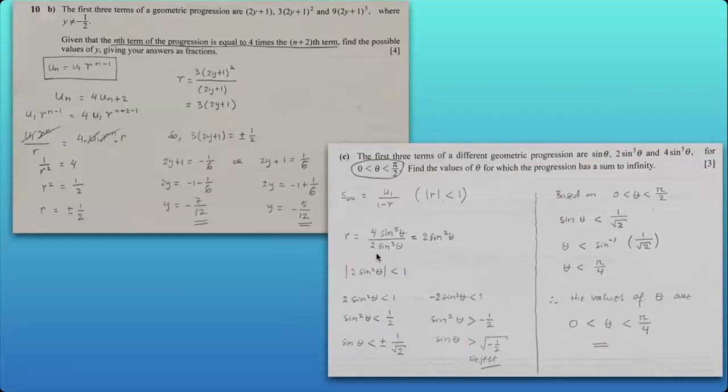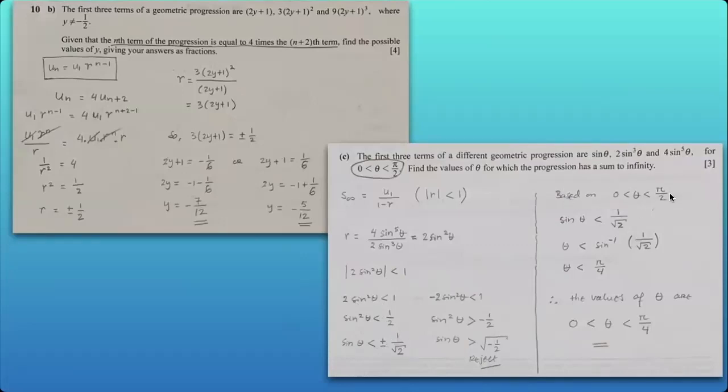If we open this modulus notation or absolute value notation, we have 2 sine squared theta is less than 1, and minus 2 sine squared theta is less than 1. And we reject this, and we continue with this. Now here we have sine squared theta is less than 1 over 2. Yeah, we divide both sides by 2. And sine theta is less than plus minus 1 over root 2.